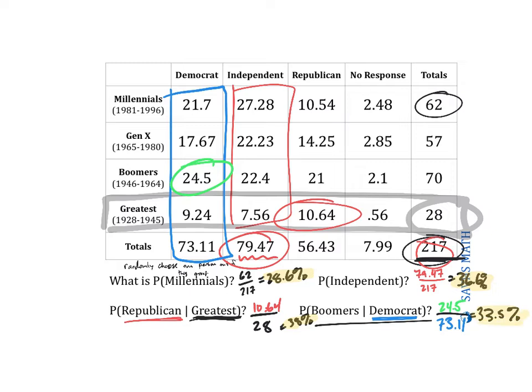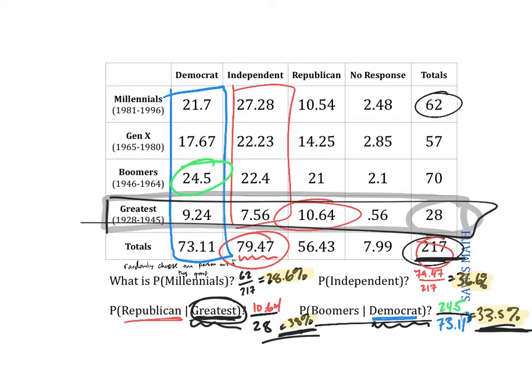What I would say about this is that you have to be careful about your interpretation of these two percentages, because they're conditional probabilities, because they have a limiter on there. That means that this is not 38% of the population. This is 38% of the people who are in the greatest generation. This is not 33.5% of the total. This is 33.5% of the people who are in the greatest generation, etc. So just be careful about that interpretation.